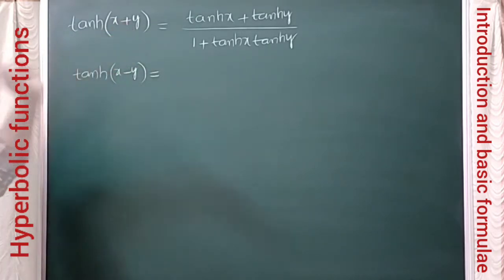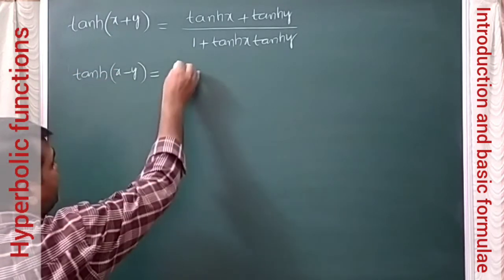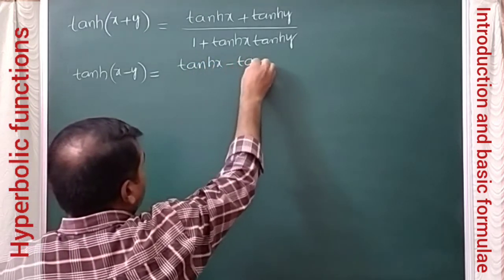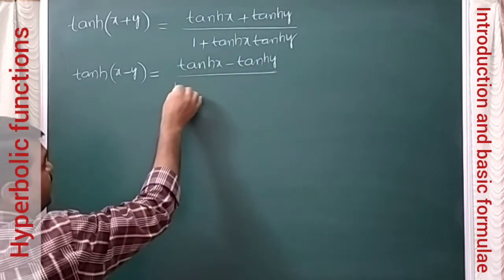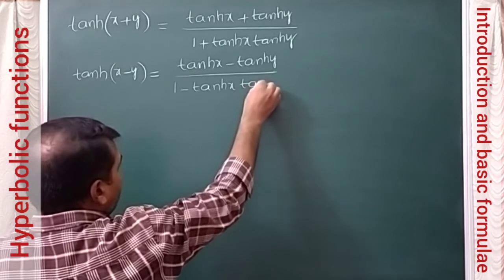Okay. So similarly, tanh of x minus y: in the first formula, when you replace y with minus y, we will get the formula like this: tanh x minus tanh y by 1 minus tanh x into tanh y.